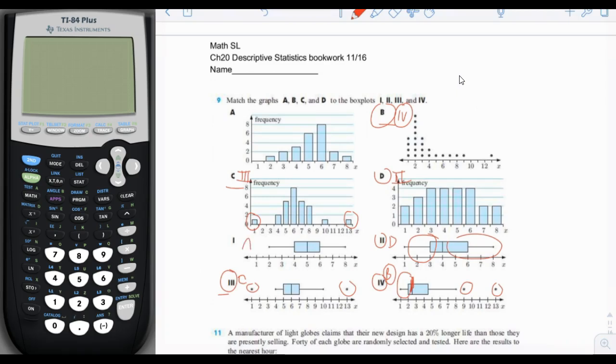corresponds to A. And you can use other ways of matching. For example, in the case of A, the minimum is 2 and the maximum is 8, and that matches this also, and that distinguishes it from all the others. I was using the median to figure out which one was which, and the outliers, but you could use things like minimum, maximum, right? Okay.